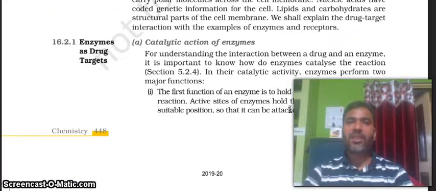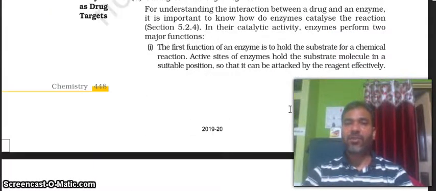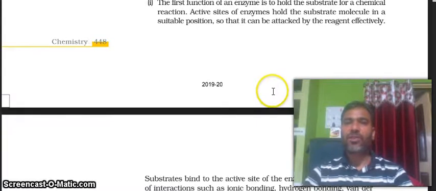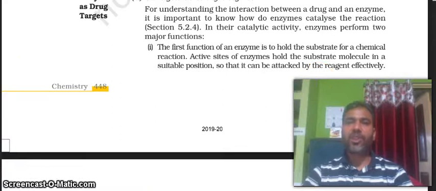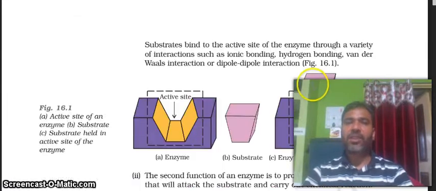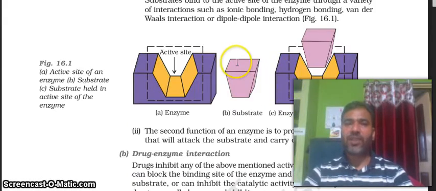Enzyme as a drug target: catalytic action of enzymes. For understanding the interactions between drug and enzyme, it is important to know how enzymes catalyze reactions. The first function of an enzyme is to hold the substrate for a chemical reaction. The active site of the enzyme holds the substrate molecules in a suitable position so that they can be attacked by the reagent effectively. Substrates bind to the active site of the enzyme through a variety of interactions such as ionic bonding, hydrogen bonding, van der Waals interactions or dipole-dipole interactions.